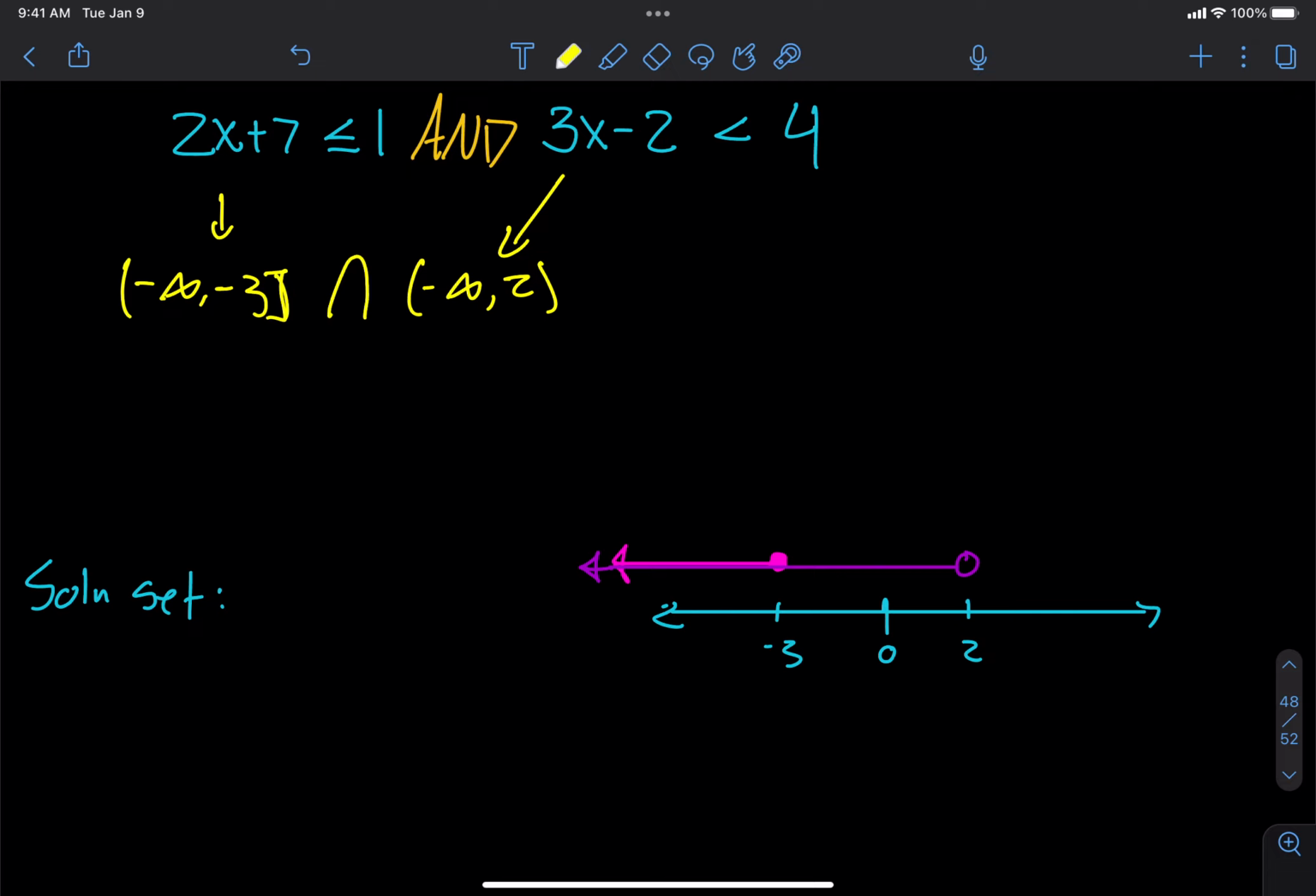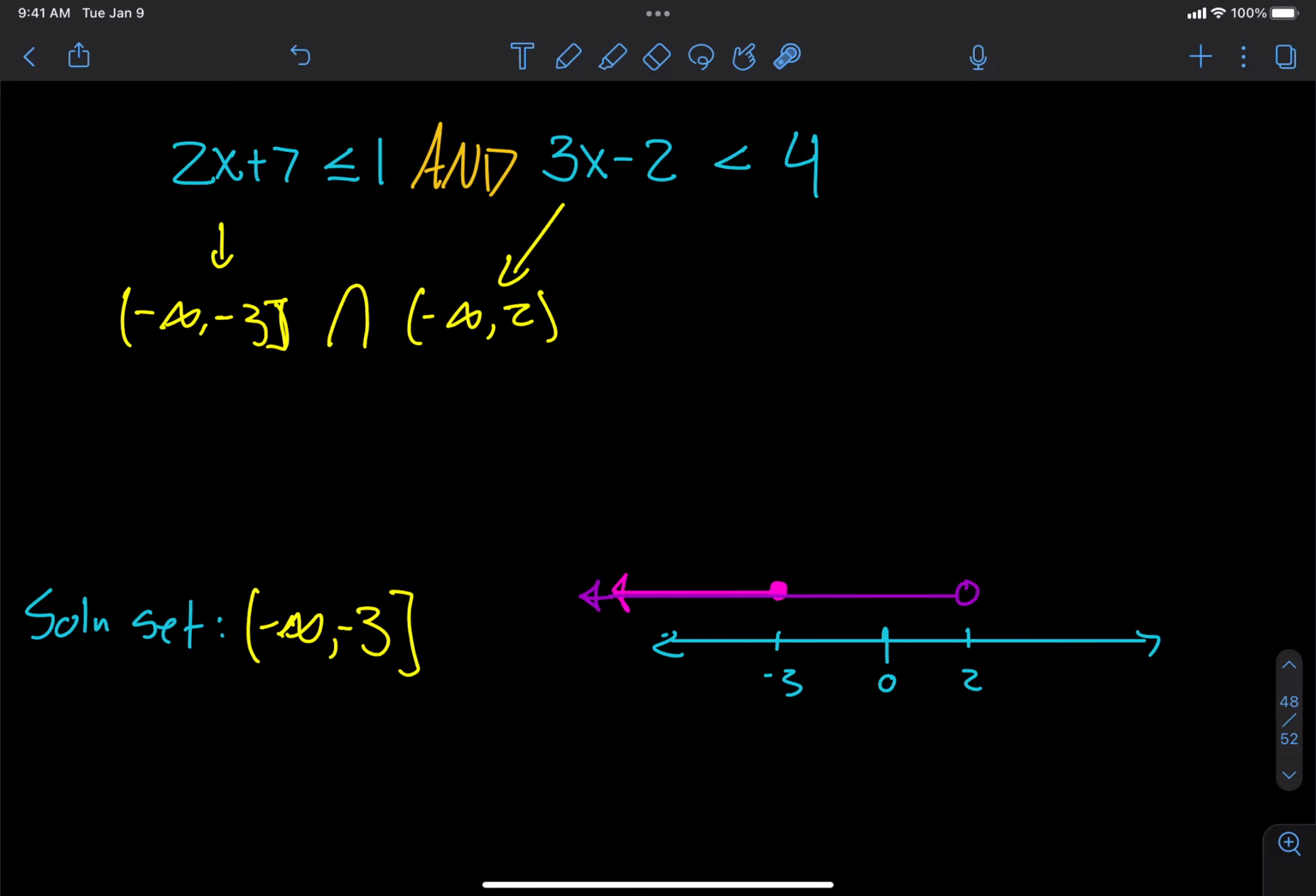So in this case, the intersection is going to be everywhere where the lines overlap, okay? Everywhere where the lines overlap, which is going to be from negative infinity up to, including, negative 3, because negative 3 is included in this set, and negative 3 is included in this set. So we should also include it in the intersection of those two sets.